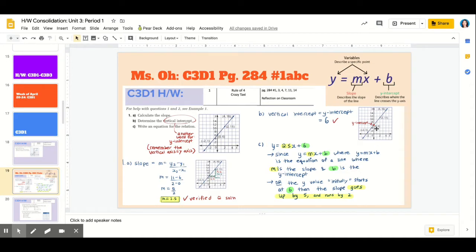And so the y-intercept is 6. Okay? And it's always just the y value. But sometimes you might see it as a coordinate like 0, 6. Question C says write an equation for the relation.